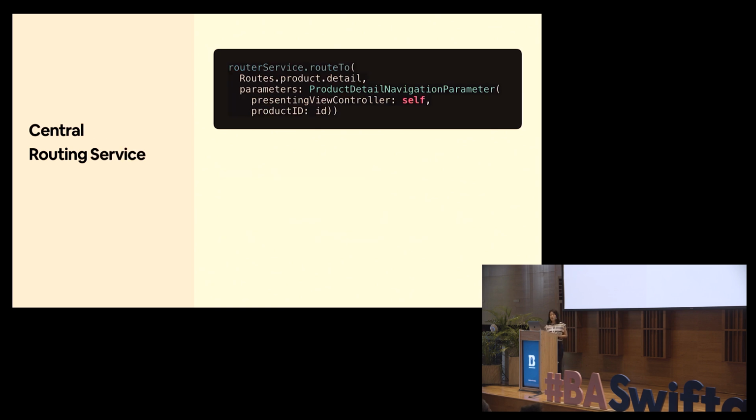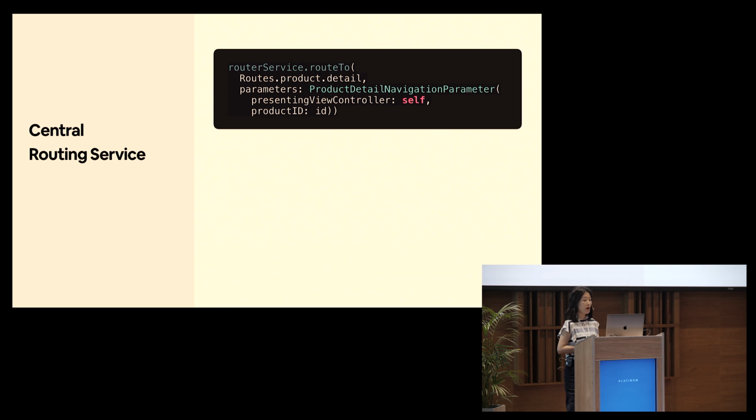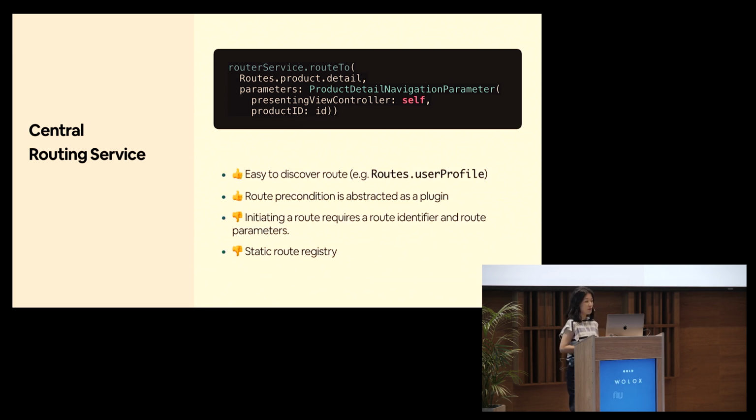This is another approach using a central router that delegates to a feature router. Some of the pros were that it's easy to discover routes because routes are namespaced by modules, and the route precondition is abstracted as a plugin, and we did use this idea in the final proposal. However, initiating a route requires two pieces of information: route identifier and route parameters. And this uses static route registry, which we wanted to avoid using.